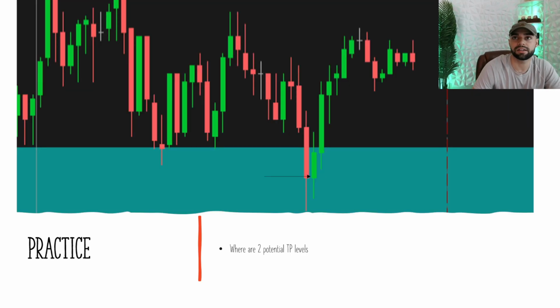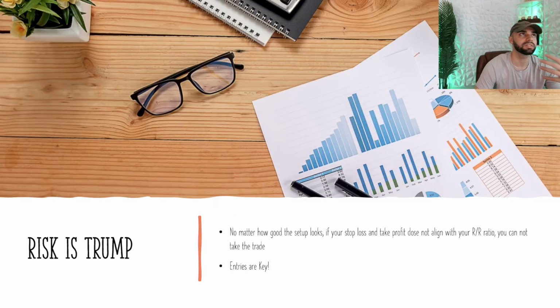So let's say I'm in long right here. Where's my TP level? First swing high. Where's my next one? Next swing high. And it just keeps on going. Remember, risk is trump. Trumps everything. No matter how good the setup looks, if your stop loss and your take profit do not align with the risk to reward ratio you need it to be, you cannot take the trade, right?